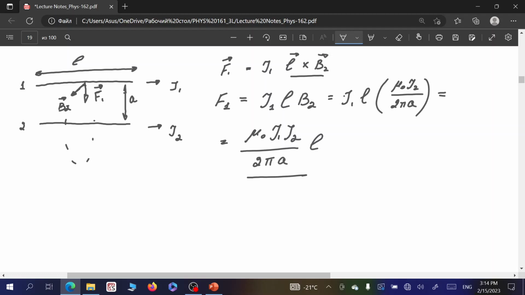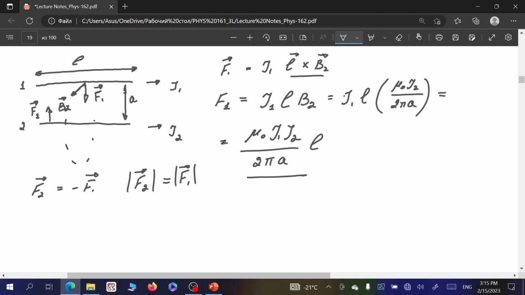And now, what will be the F1 vector? According to the third law of motion, we can write that the F2 vector will be equal to minus the F1 vector. And in magnitudes, they will be equal to each other. So the F2 vector magnitude is equal to the F1 vector magnitude.